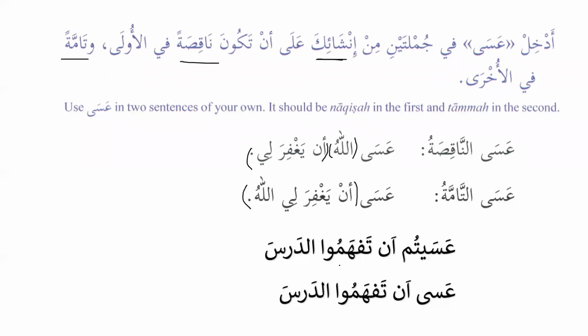Asaytum an tafhamu ad-darsa. I hope that you understand the lesson. So here, asaytum is the doer. So basically, tum is the fa'il, or we will say ismu asa, and this is khabaru asa. And if I say asa an tafhamu ad-darsa, then that means it is used as asa at-tamma, as a complete asa, and that's why there is no need to use a noun after that.